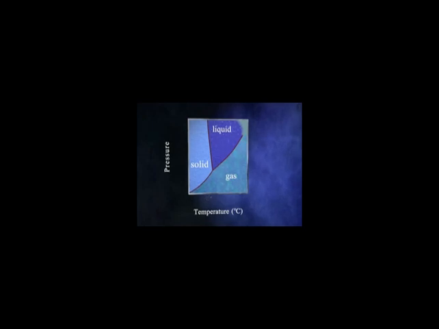The critical temperature is the temperature above which a gas cannot be liquefied regardless of the amount of pressure applied. The critical pressure is the pressure necessary to liquefy a gas at the critical temperature. The critical point is defined by the critical temperature and the critical pressure. Note that there is no phase boundary beyond the critical point. A substance in this region is known as a supercritical fluid and has properties associated with both gases and liquids.